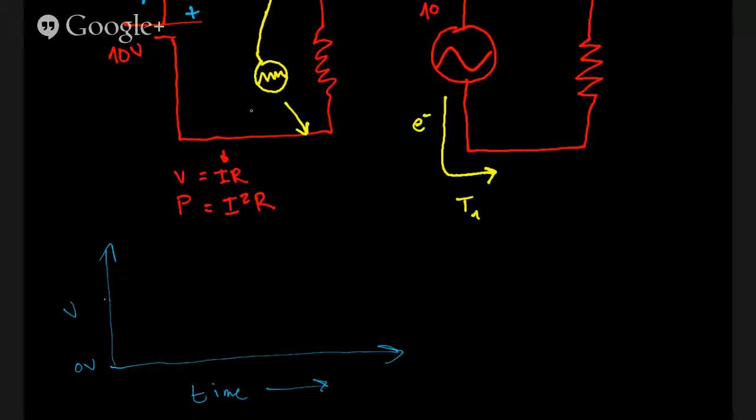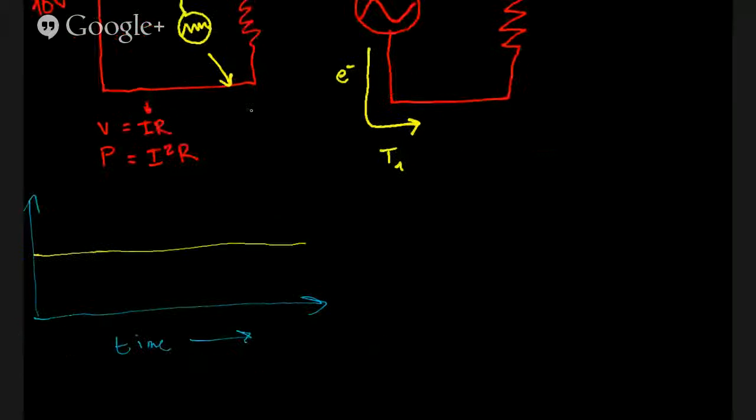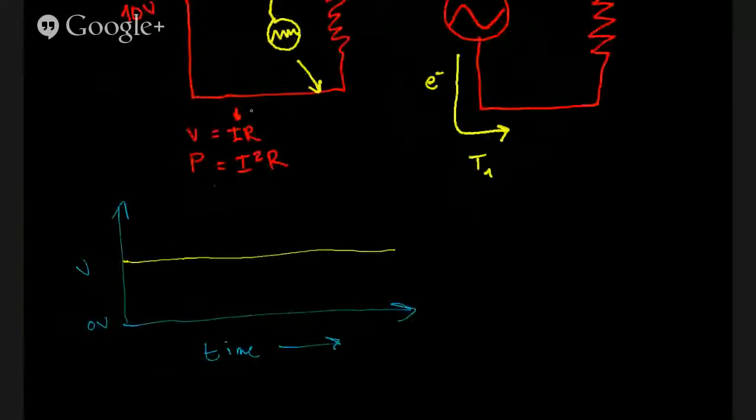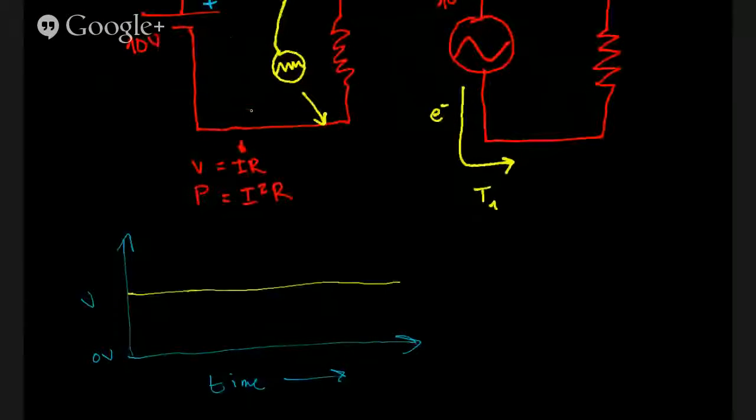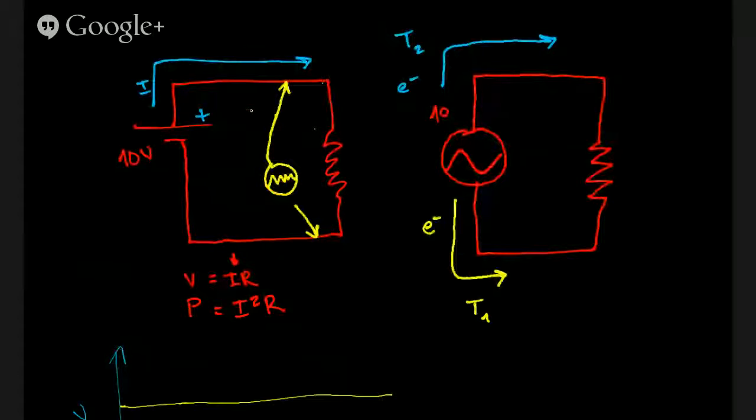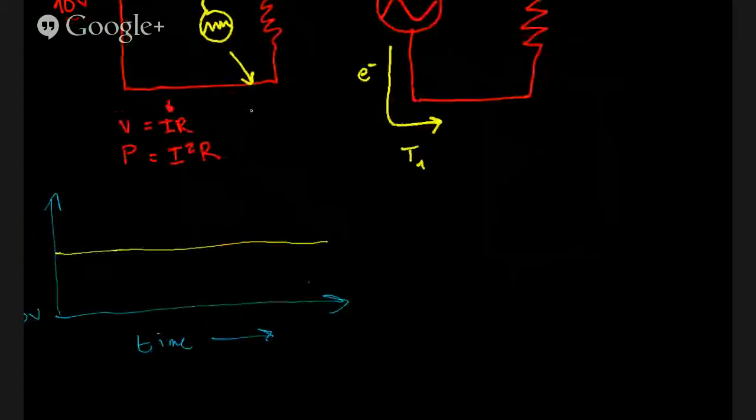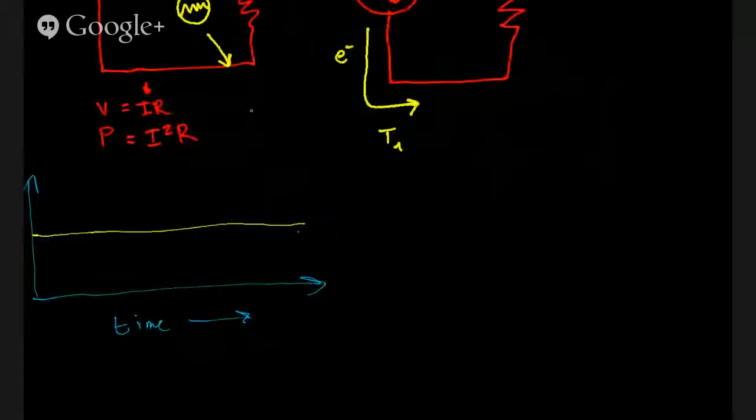On direct current, usually it'll just be a nice and flat line, because our electrons are only going in one direction. We only have one voltage at any reference point at any given time.